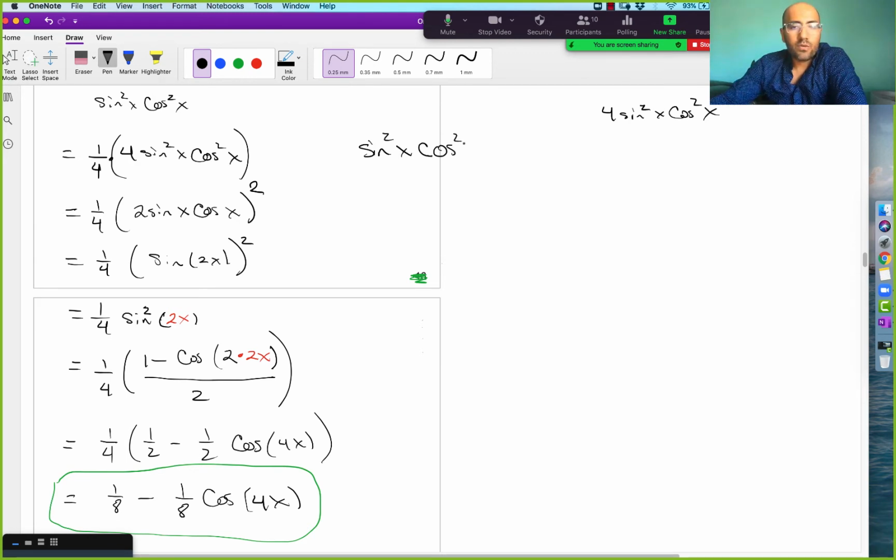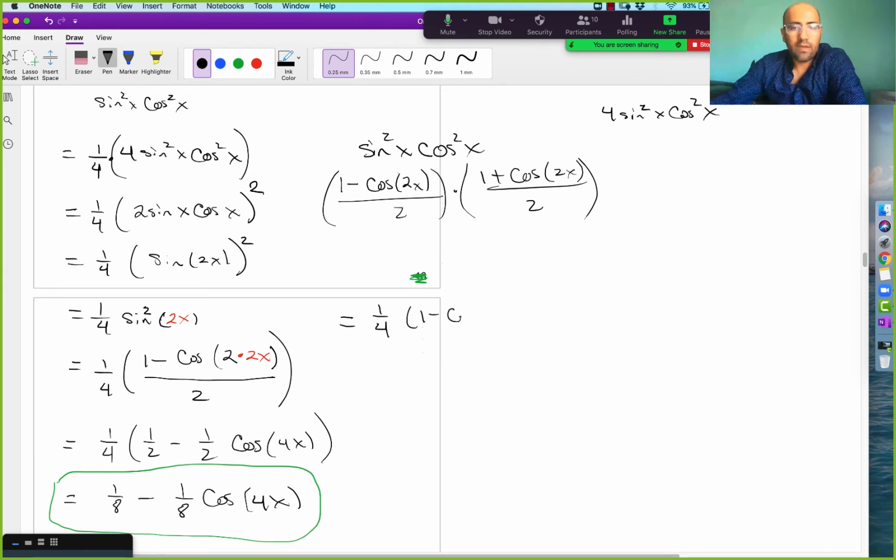Sine squared x, cosine squared x. So sine squared x, we just established that's equal to 1 minus cosine of twice the angle, so in this case twice x, all over 2, times cosine squared x, which is just going to be 1 plus cosine of 2x, all over 2. Good, that's what this is. Then let's just skip down here. This is going to be equal to 1/4. Let's just pull that out. 1/4, and then this, 1 minus cosine 2x, 1 plus cosine 2x.